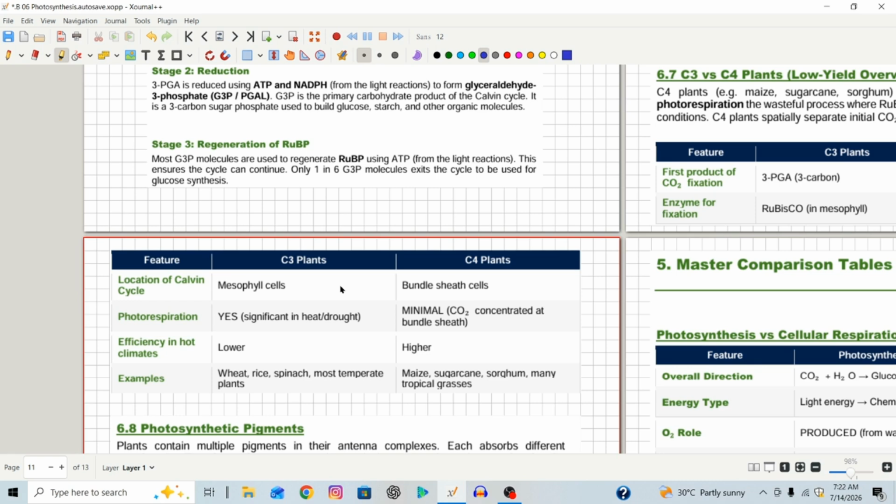Okay, so that's why C4 plants are more efficient and they have a higher survival rate. Well, because photorespiration is really bad for plant health, and photorespiration actually negatively affects plants. Do refer to what photorespiration is in your books.